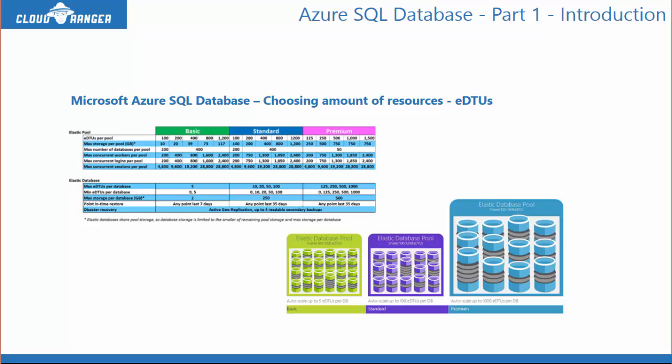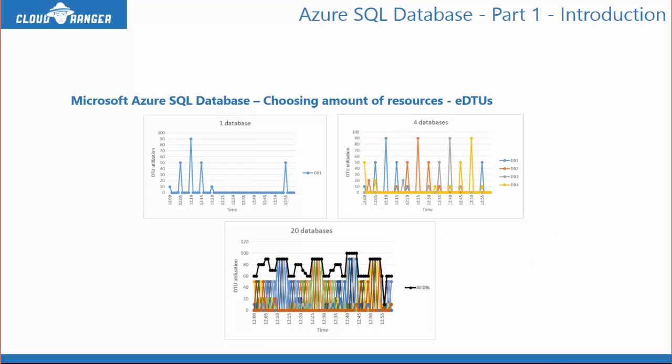Okay, so for an example, let's look at the next slide here. We have one database here, and this is the DTU utilization based on time. From 12 o'clock to 12:05, you can see it went up to 50 DTUs. And then at 12:10, it went to 90 DTUs. The rest of the time, it never really crossed 50. By looking at this graph, I can say the average was less than 10 DTUs. It goes up to 50 and 90, but the rest of the time, this database is not really that busy.